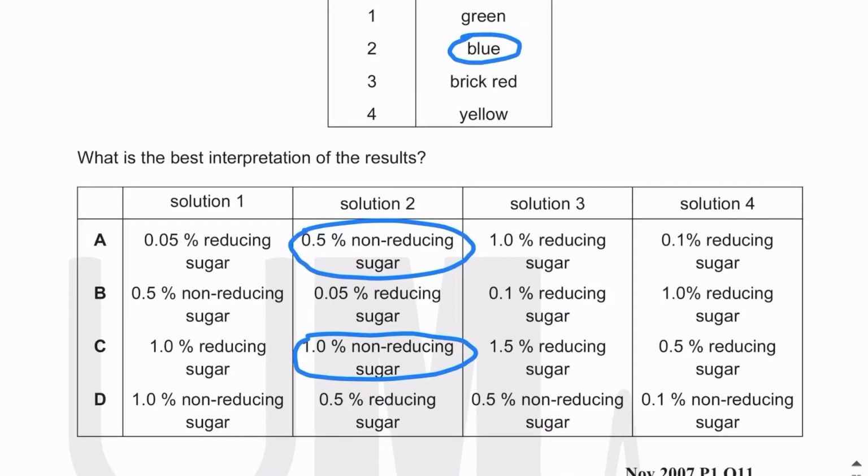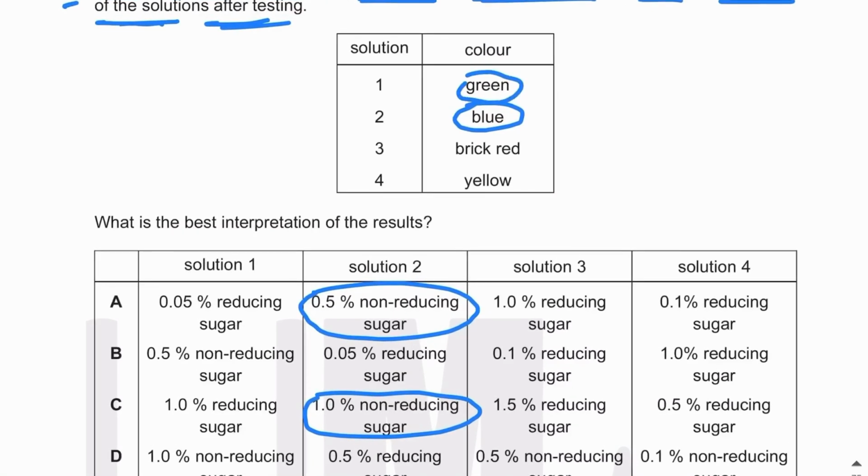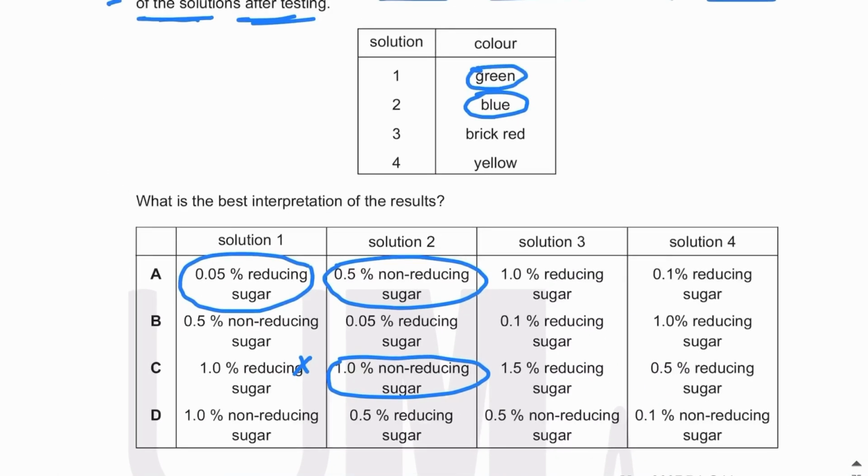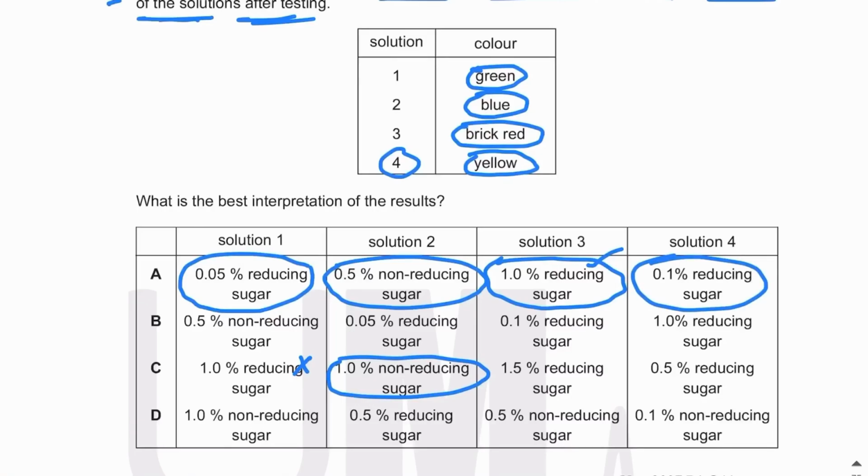So in solution 2, reducing sugars are absent, and there can be non-reducing sugars present. So solution 2 could be 0.5% non-reducing sugar and 1% non-reducing sugar. Solution 1 is giving green color with Benedict's. It means reducing sugars are present but in very low amounts, or we can say in trace amounts. So this is true for 0.05% reducing sugar, because guys, 1% reducing sugar is very high. So this cannot be solution 1, because solution 1 has a very low reducing sugar concentration. Guys, solution 3 is giving brick red color with the Benedict's solution. It means reducing sugar concentration must be very high, and 1% reducing sugar is true for solution 3. And solution 4 gives a yellow color, so it should have low reducing sugar concentration. The answer should be A.